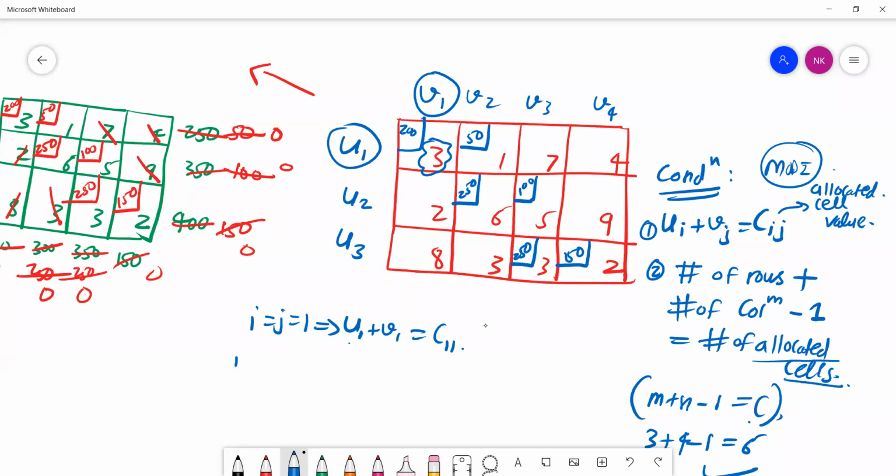If I write i equal to 1 and j equal to 2, then that means U1 plus V2 must be equal to C12. So U1 plus V2 equal to C12, this one. Same as something like the array that you used to do in your programming. So same thing is over here.